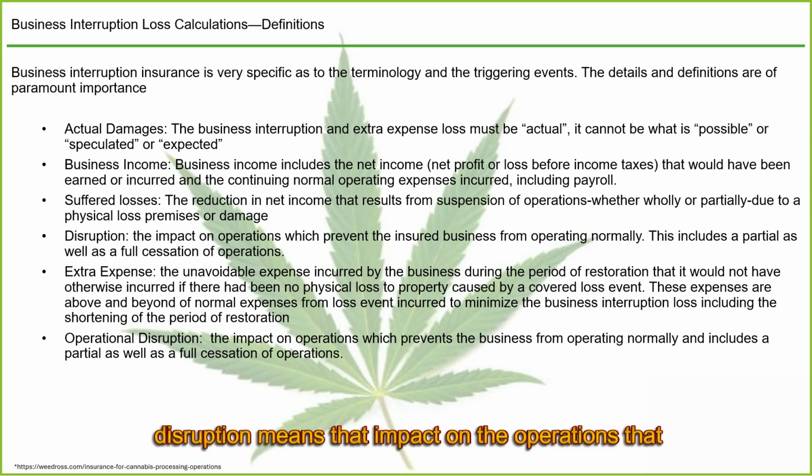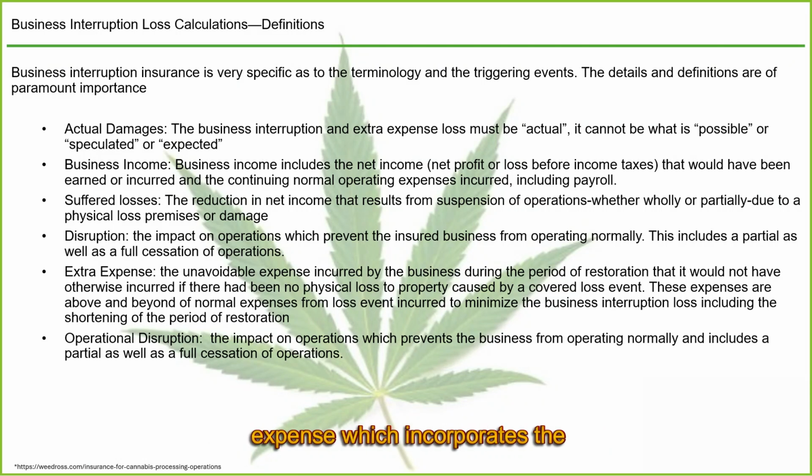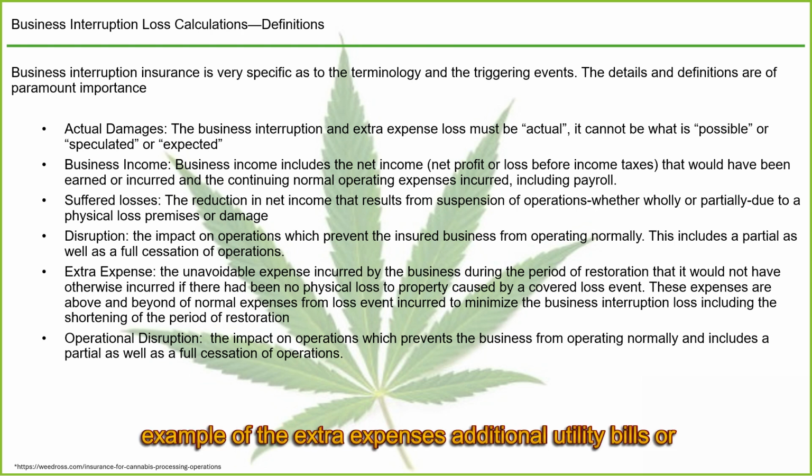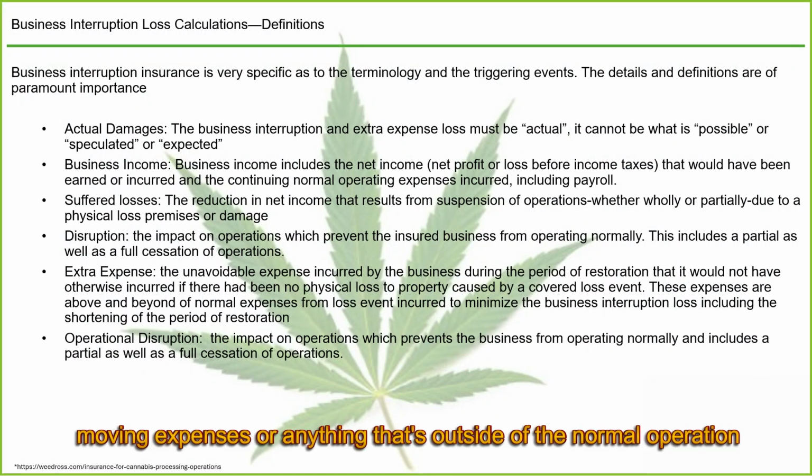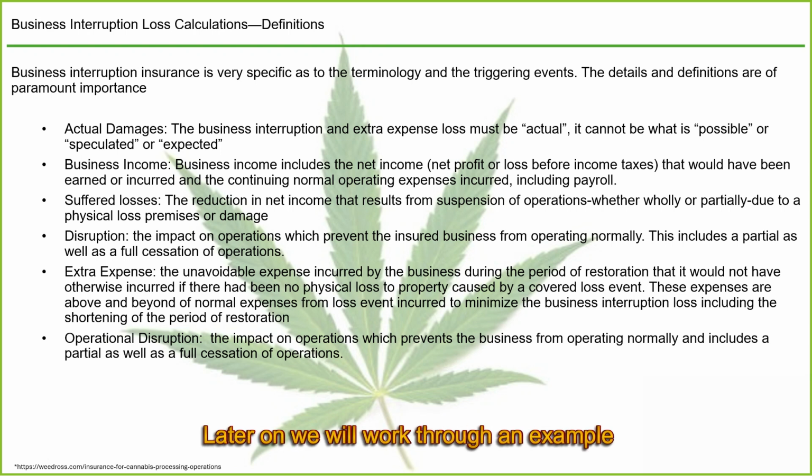Disruption means that impact on the operations that prevent the business from operating normally. An important definition here is the extra expense, which incorporates the unavoidable expenses incurred by the business that would not have been incurred in the normal course of operations, but for the loss qualifying events. Examples of extra expenses are additional utility bills, or moving expenses, or anything and everything that's outside of the normal operation. Later on, we will work through an example and we'll go through some of those extra expenses.